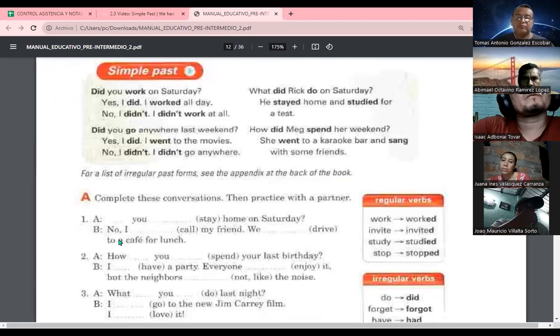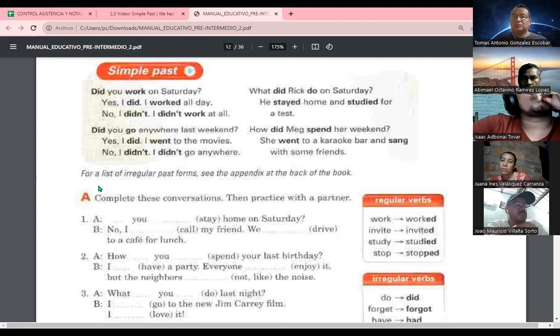Nobody? Yes. Okay. The auxiliary did is the same for the third person. Muy bien. The auxiliary, when we have to use did, is the same for the third person. Okay, it doesn't change. No cambia, ¿verdad? Because we just have an auxiliary and we don't need to change it because it doesn't change.